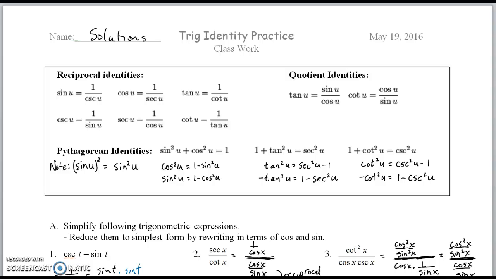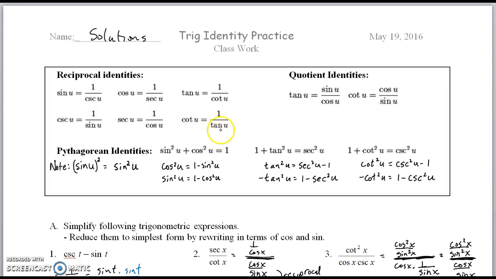Today we're looking at identities. There's a lot of reasons why we need to simplify different expressions in terms of sine and cos, but in general, you just want to make sure you understand how to do all of the changes. So we have the basic reciprocal identities and a couple of the quotient identities.